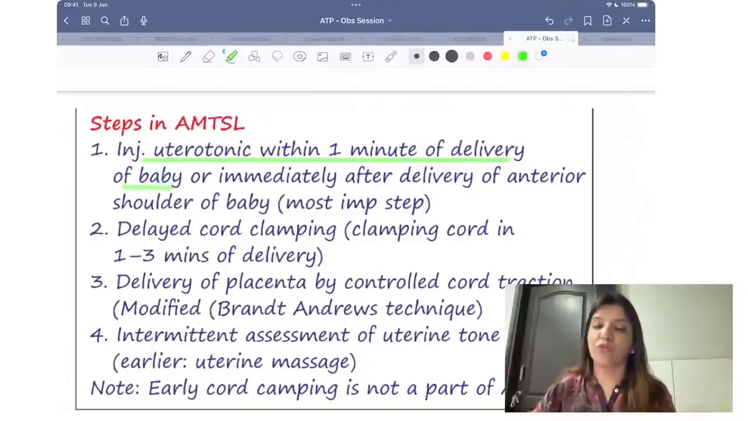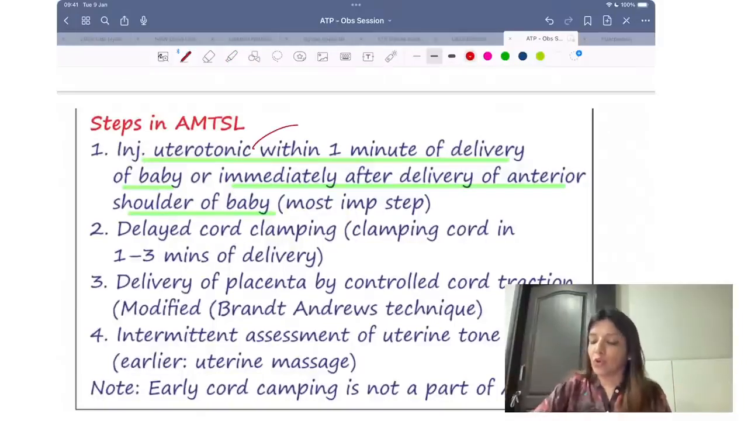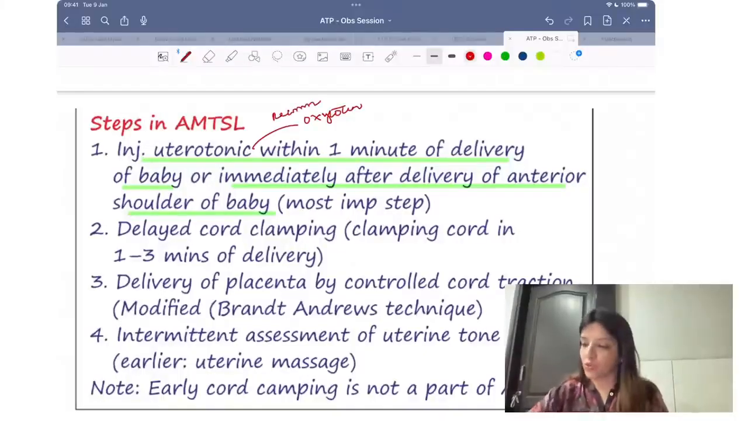To whom do you have to give uterotonic? Please remember, you have to give uterotonic to the mother. Don't say I have to give it to the baby, right? Or immediately after the delivery of the anterior shoulder of the baby. This is the most important step. The uterotonic which is recommended by WHO is oxytocin, right? So the one which is recommended by WHO is oxytocin.